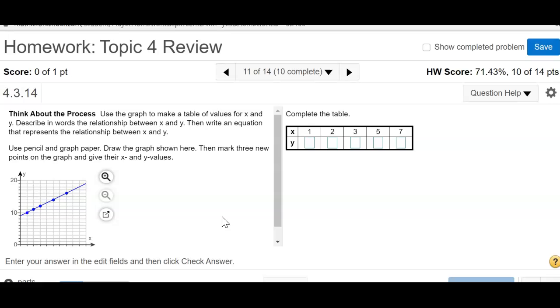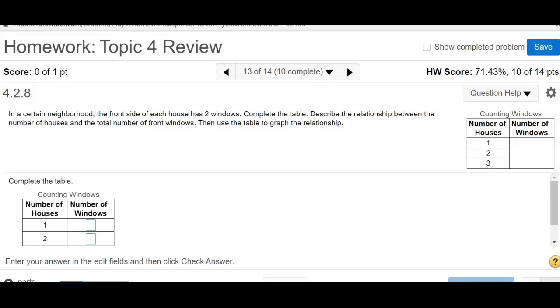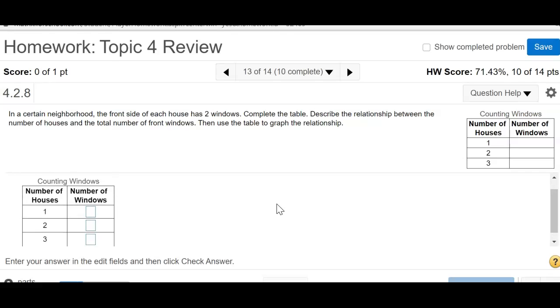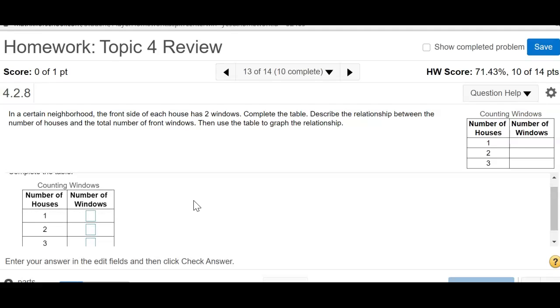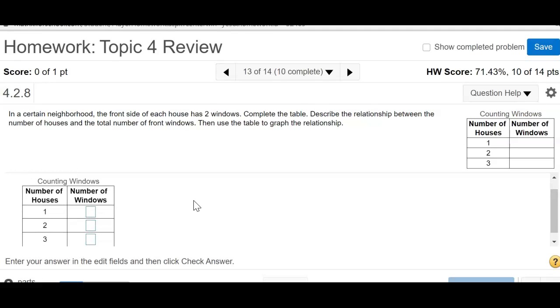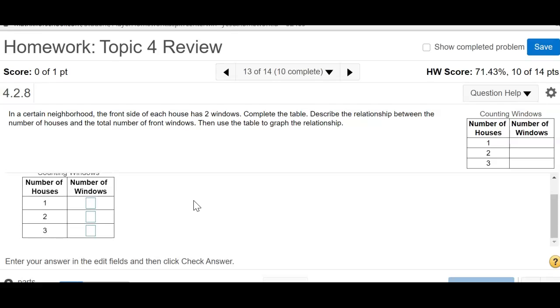Let's answer one more. Let's do this one. Okay, a certain neighborhood. The front side of each house has 2 windows. Complete the table. Describe the relationship between the number of houses and the total number of front windows. Then use the table and graph the relationship. So fill out this table. Write an equation.